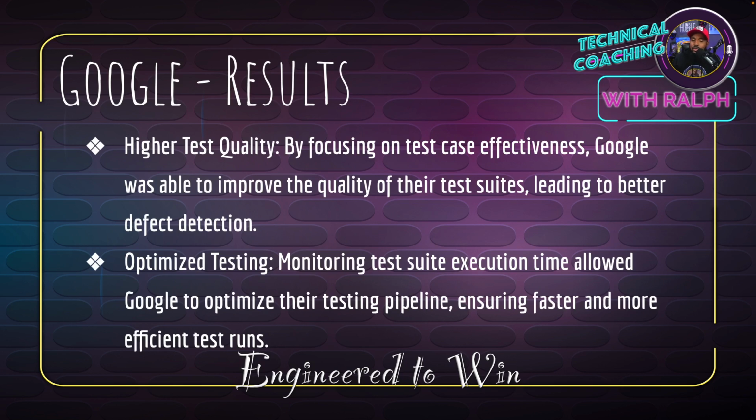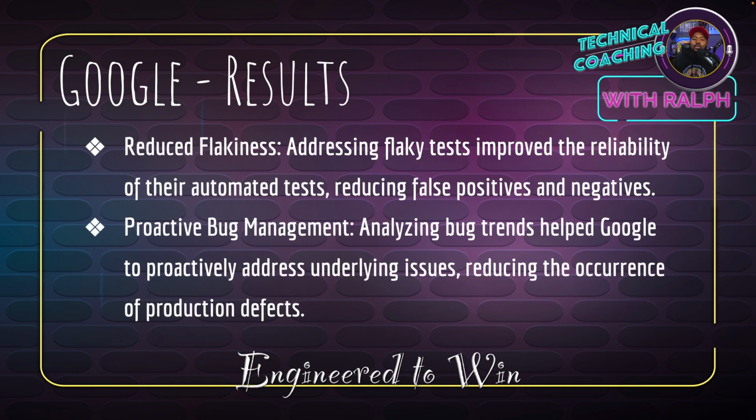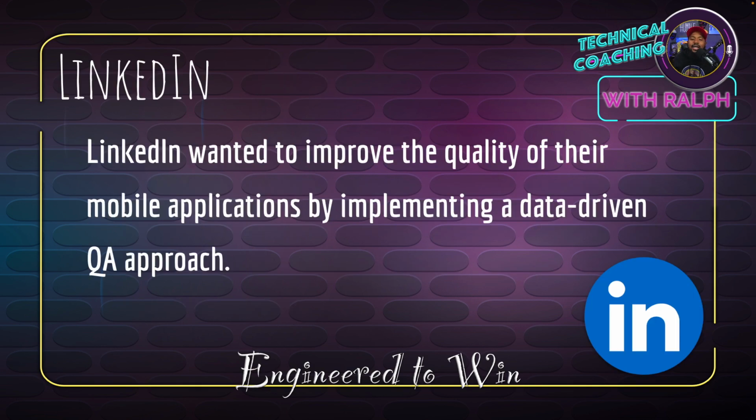But with Google, with optimizing the testing, analyzing the execution time, can we run these in parallel? Do we have to spread this out on multiple servers so we can get faster feedback? That also allows you to hit the market faster. It gives you more confidence as well. Reduced flakiness: addressing flaky tests improved the reliability of their automated tests, reducing false positives and negatives. And then proactive bug management: analyzing bug trends helped Google proactively address underlying issues, reducing the occurrence of production defects, which is absolutely amazing. Great job, Google. Now, let's talk about LinkedIn.